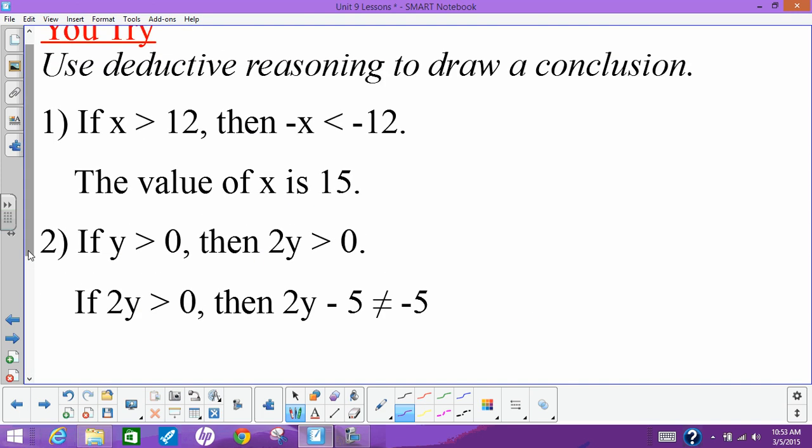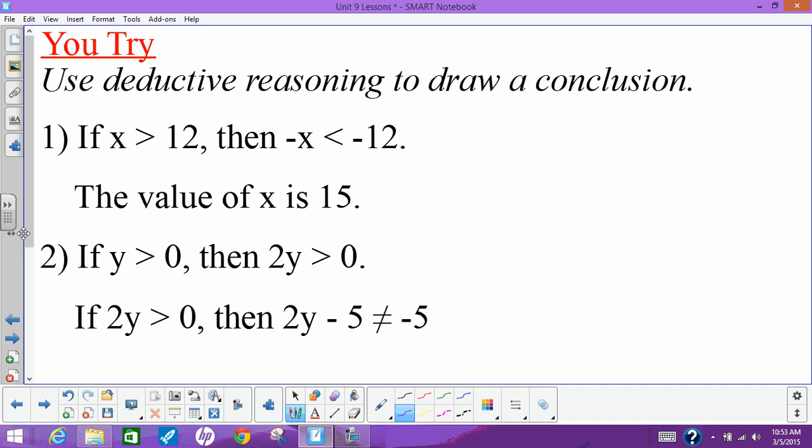So go ahead and use those notes, like I like to call them. Use your swimmies, help you answer these two you-try questions. Remember, detachment has one conditional statement. Syllogism uses two conditional statements.